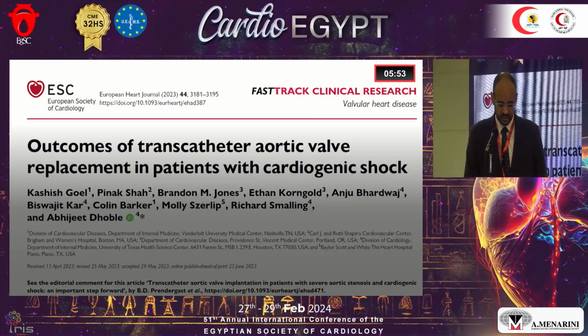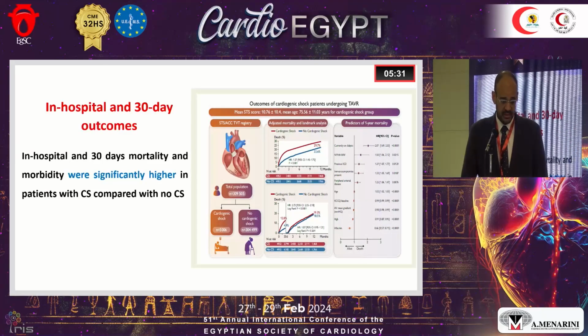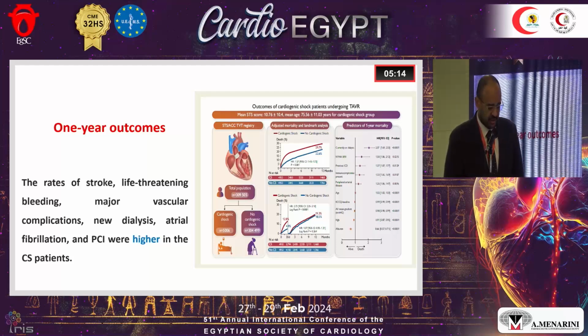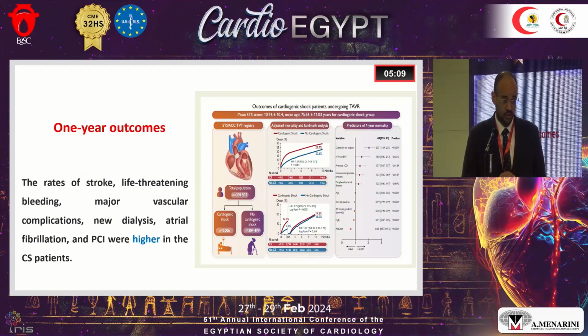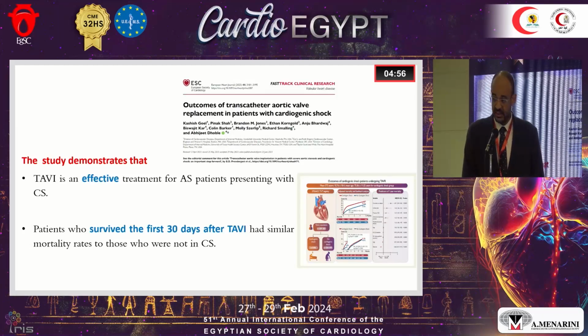But the latest study, published in 2023 in the European Society of Cardiology, included patients who underwent TAVI with balloon-expandable valves, SAPIEN 3 and SAPIEN 3 Ultra, in the USA between June 2015 and September 2022, with 5,000 patients with cardiogenic shock. It reported that in-hospital and 30-day mortality and morbidity were significantly higher in patients with cardiogenic shock compared to non-cardiogenic shock patients. But at 1 year, the rates of stroke, life-threatening bleeding, major vascular complication, new dialysis, atrial fibrillation, and PCI were higher in cardiogenic shock. So it's all about morbidity and not mortality. This study demonstrated that TAVI is an effective treatment for aortic stenosis presenting with cardiogenic shock, and patients who survived the first 30 days after TAVI had a similar mortality rate to those who were not in cardiogenic shock.